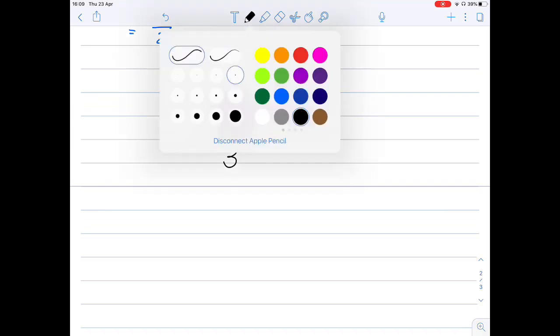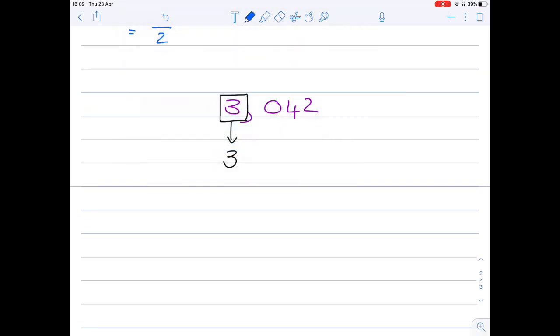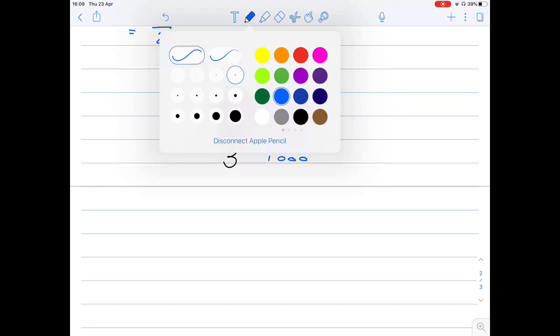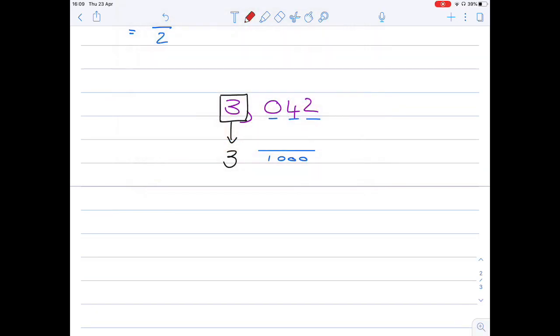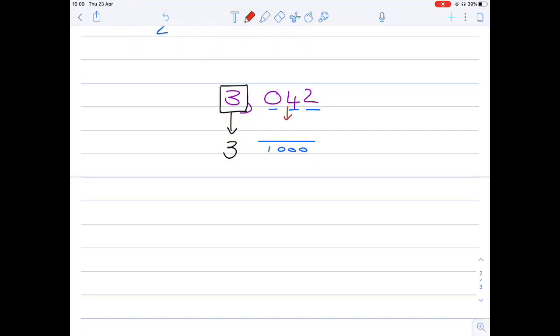Now you ask yourself the following. How many spaces after your comma? 1, 2, 3. So your fraction needs to be over 1,000. You need to have 3 zeros. And then all you need to do is write your existing number on top. I never start a number with 0, so I'll start with the next digit, which is 42. If you got this step, you've got half a mark.